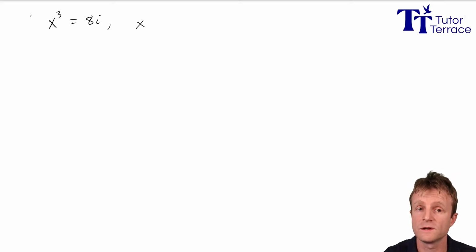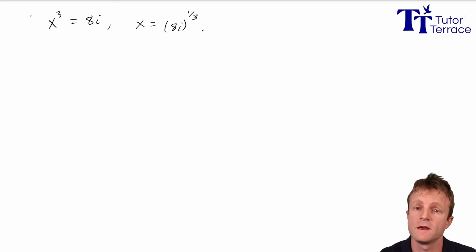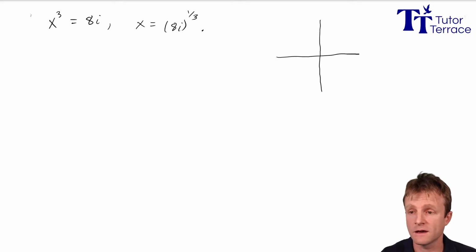The first thing I do is rewrite this as x equals (8i) to the 1/3. Now this to the 1/3 doesn't mean find just one root, it means find all the roots. And my strategy for finding all the roots is to find all the different ways that 8i could be written in polar form. Remember that we can write any complex number in polar form.